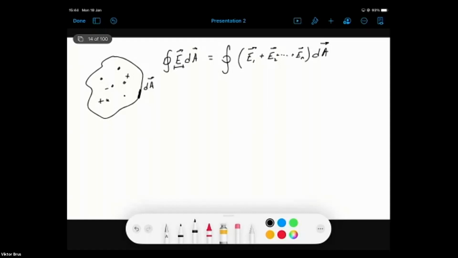Another example we need to consider to make it clear is the following one. Let's say we have some set of closed surfaces, like 3 closed surfaces.